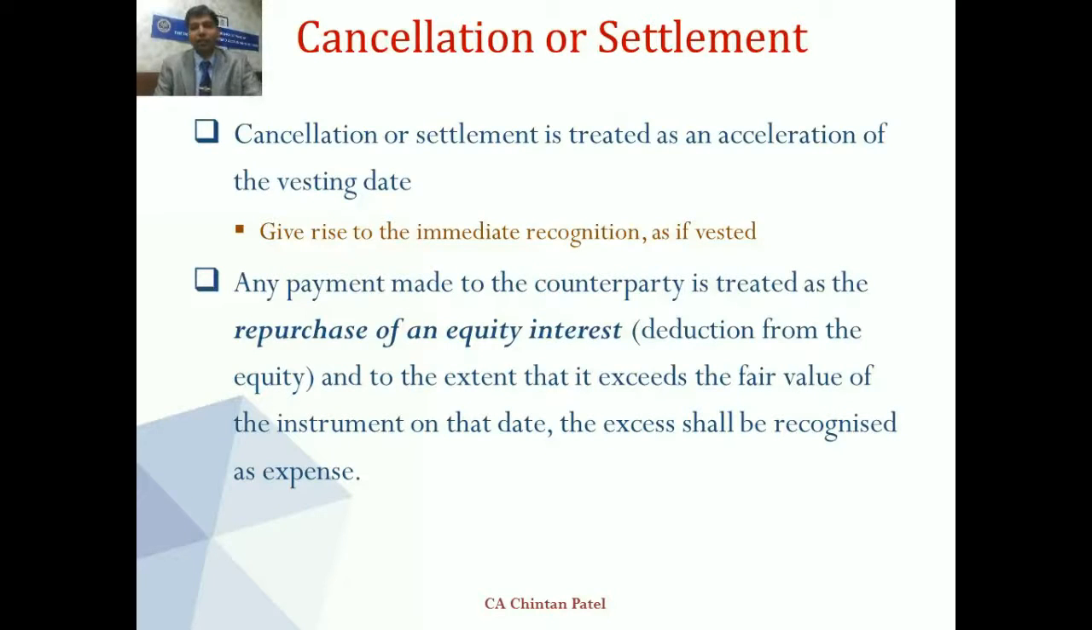Cancellation or settlement. If there is a cancellation or settlement, it gives rise to immediate recognition as if it had vested.